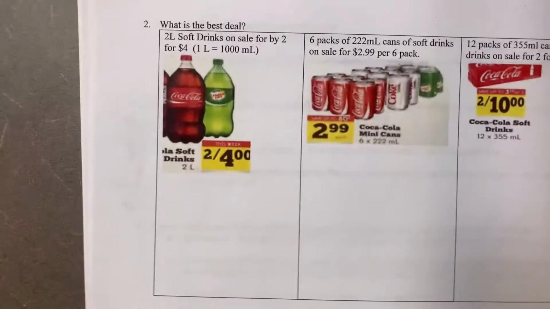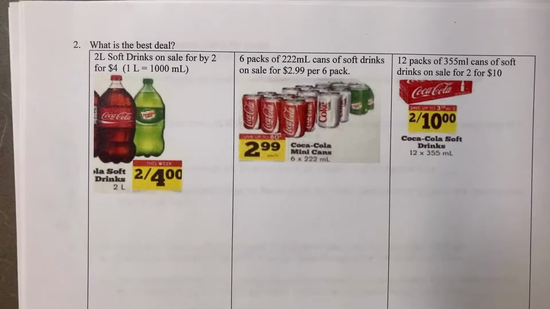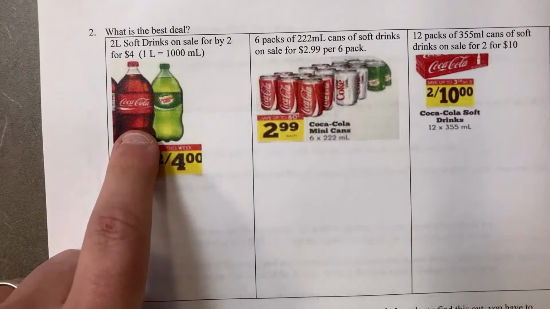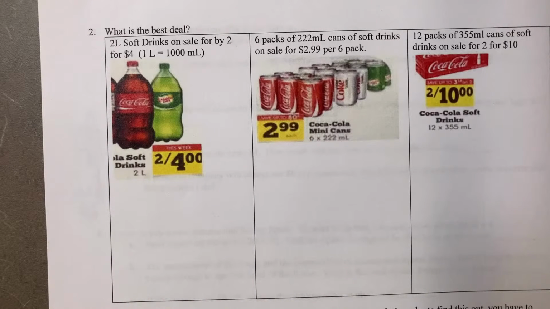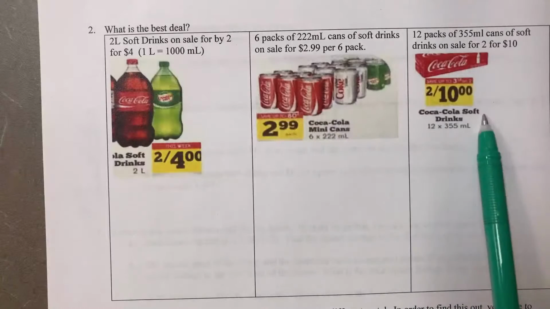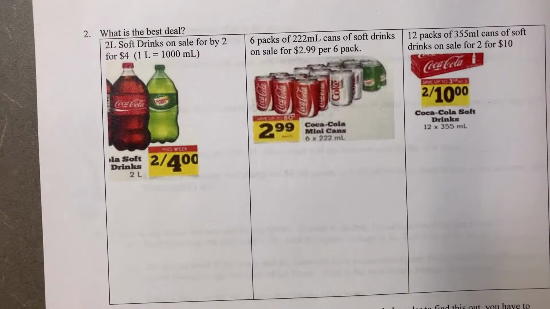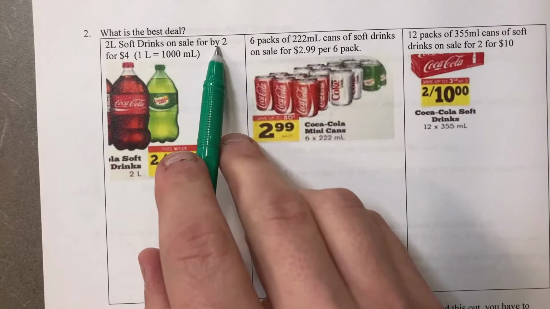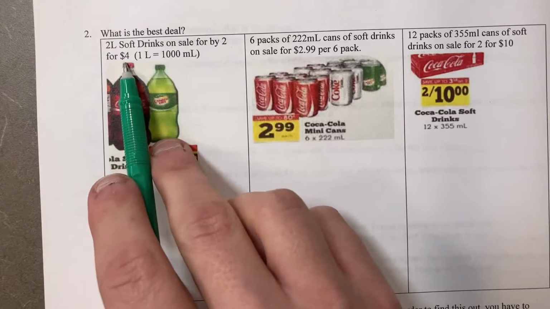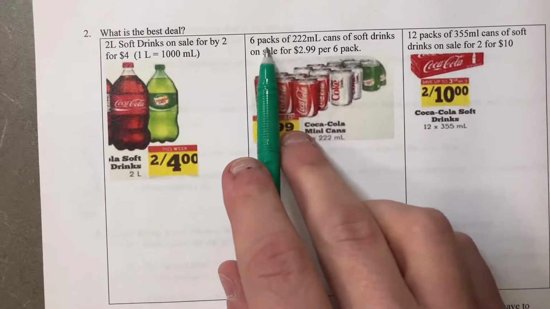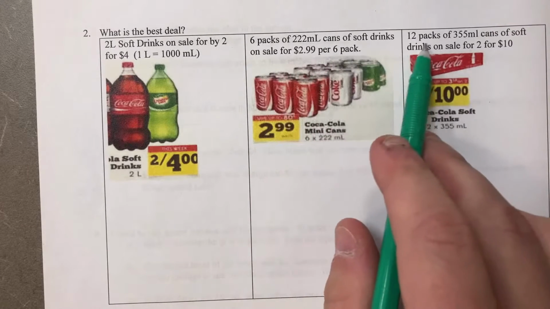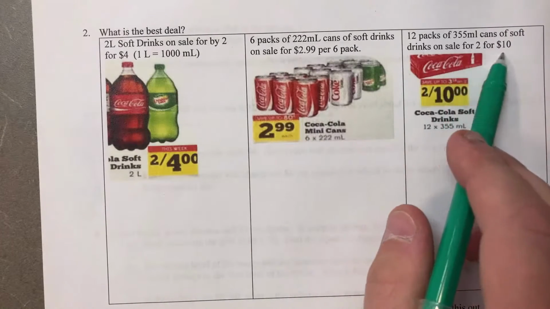Okay. Next, let's talk about what's called unit pricing. Now, typically you buy things by the volume, right? You buy a certain volume of Coke. So it's a certain volume of Coke per dollar. All right. So which of these is the best deal? Okay, you could buy the 2 liter, which is the standard kind of large Coke bottle. You can get a 2 liter soft drink, buy 2 for $4. You can get 222 milliliter cans of soft drink on sale for $2.99 per 6-pack, or this 2 for $10.